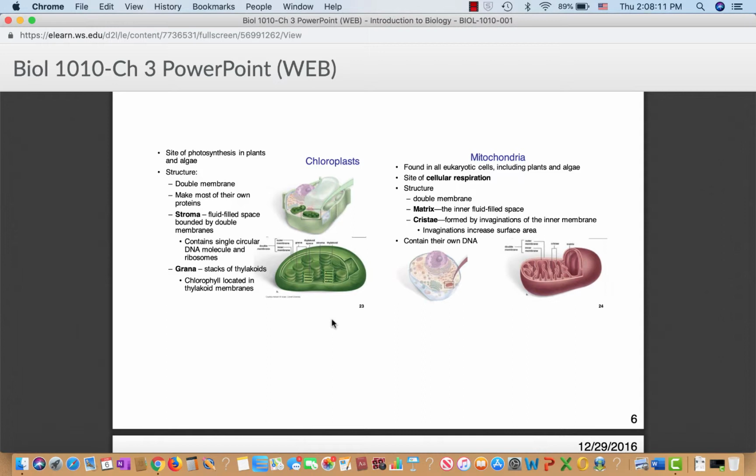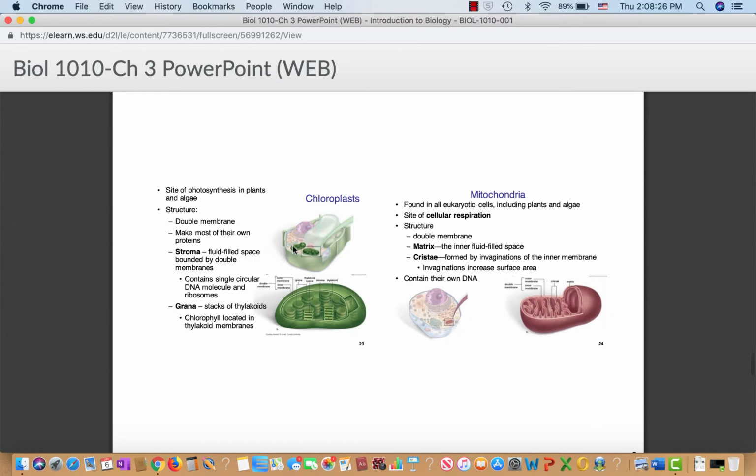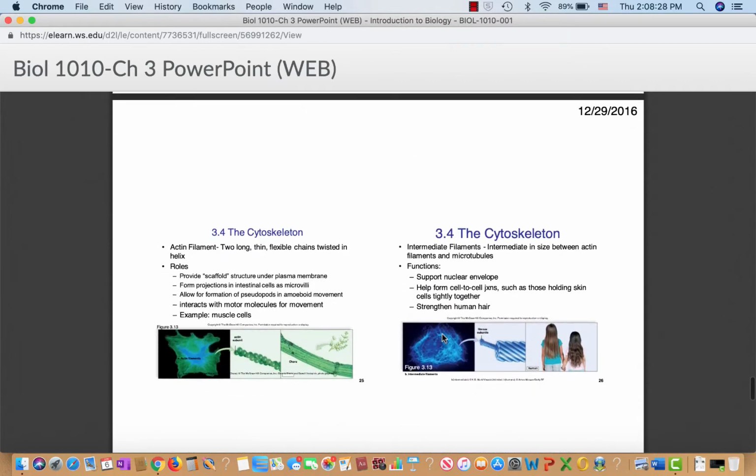Mitochondria is the site of cellular respiration. Double membrane again, matrix is the inner fluid space, and then they have these little cristae, which increase the surface area, and they'll also contain their own DNA. And we'll talk a little bit more about why they have their own DNA in just a minute.